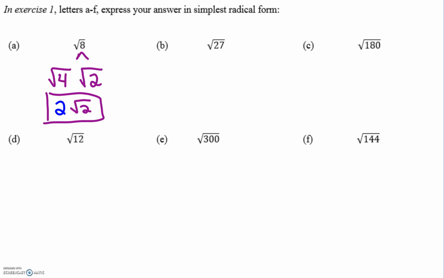Now let's look at 27. I need a perfect square and a non-perfect square. So for 27, we should notice that 9 goes into 27 three times. 9 times 3 gets me the 27. The square root of 9, this one right here, is the perfect square. Square root of 9 is 3, right? 3 times 3 is 9, and I'm left over with a radical 3.